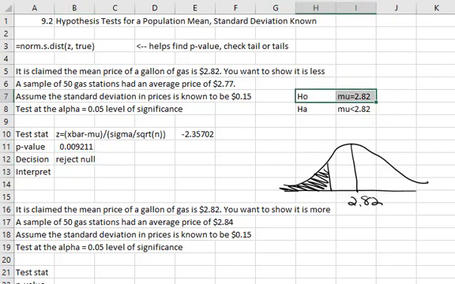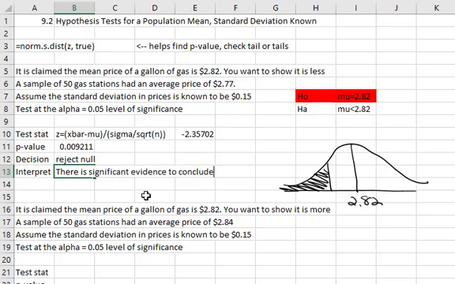Which means we have disproved, or proven false, this null hypothesis. I'll color it in red because it's been disproven. For our interpretation then, our interpretation basically says we did or did not successfully prove the alternative hypothesis, in context. Here we rejected the null in favor of the alternative, so we did. So we can say there is significant evidence to conclude the average price of a gallon of gas is less than $2.82. That's the alternative hypothesis that we successfully proved.